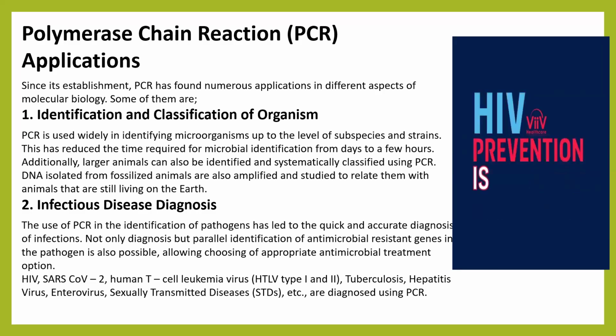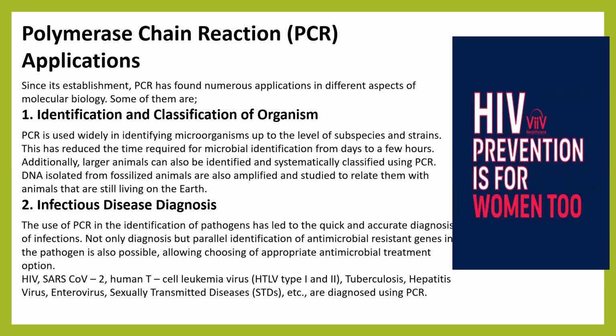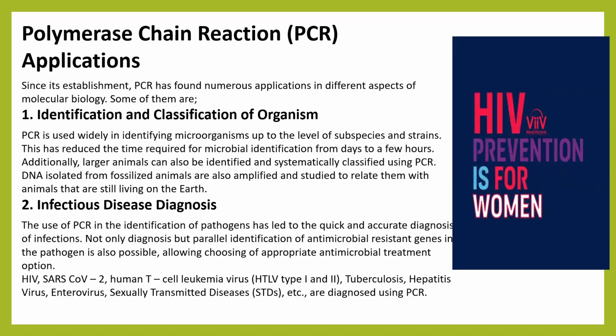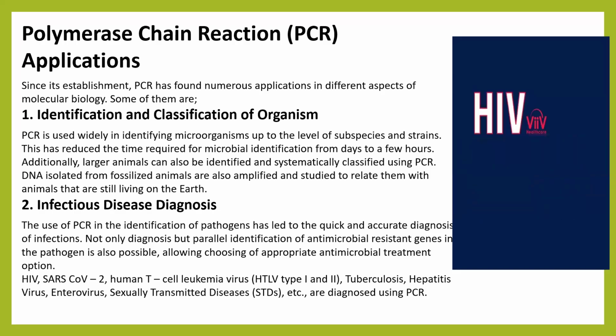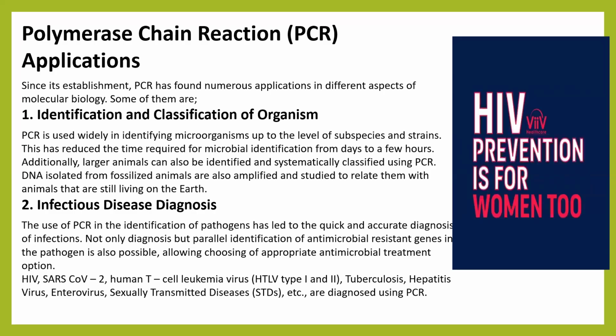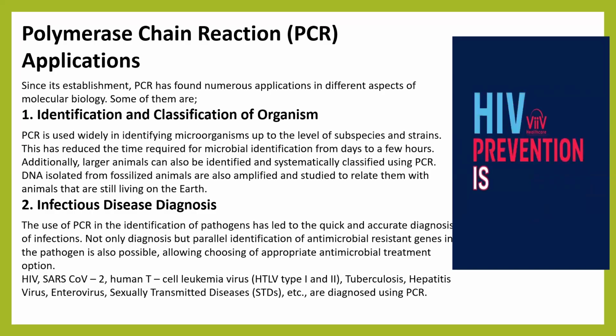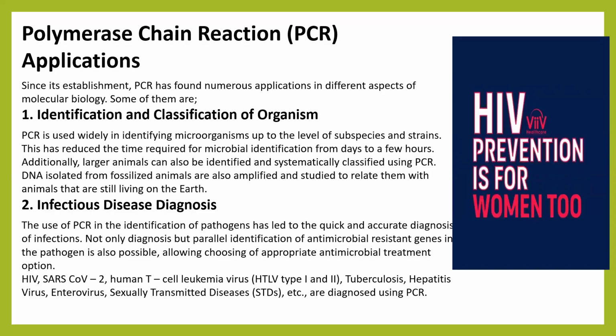Second application is to diagnose the different types of infectious disease. It is also a very important application. The use of PCR in the identification of different types of pathogen has given quick and accurate diagnosis of infection. Not only diagnosis, but parallel identification of antimicrobial resistant genes in the pathogen. It allows choosing of appropriate antimicrobial treatment options. So it helps in choosing the different types of appropriate antimicrobial treatment option.